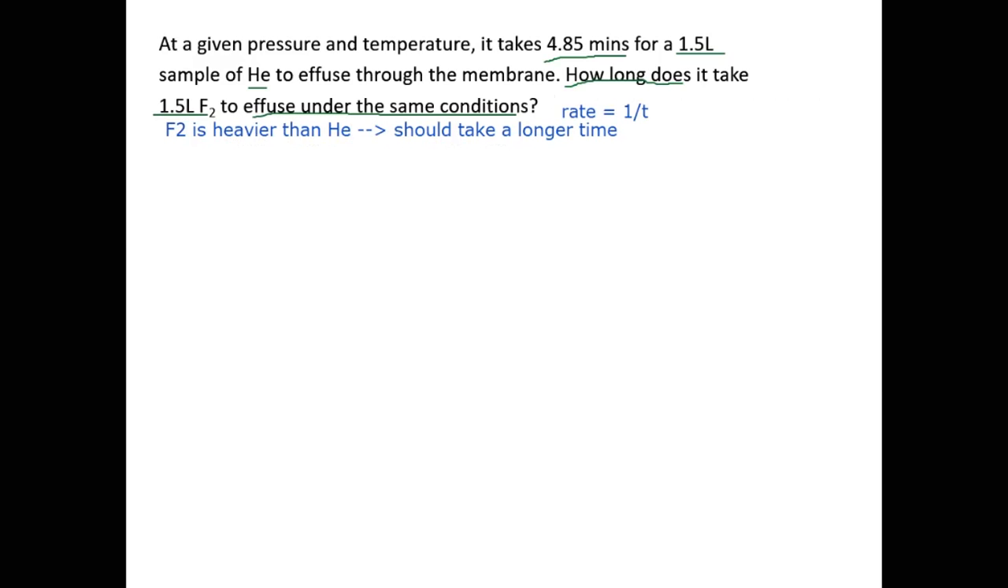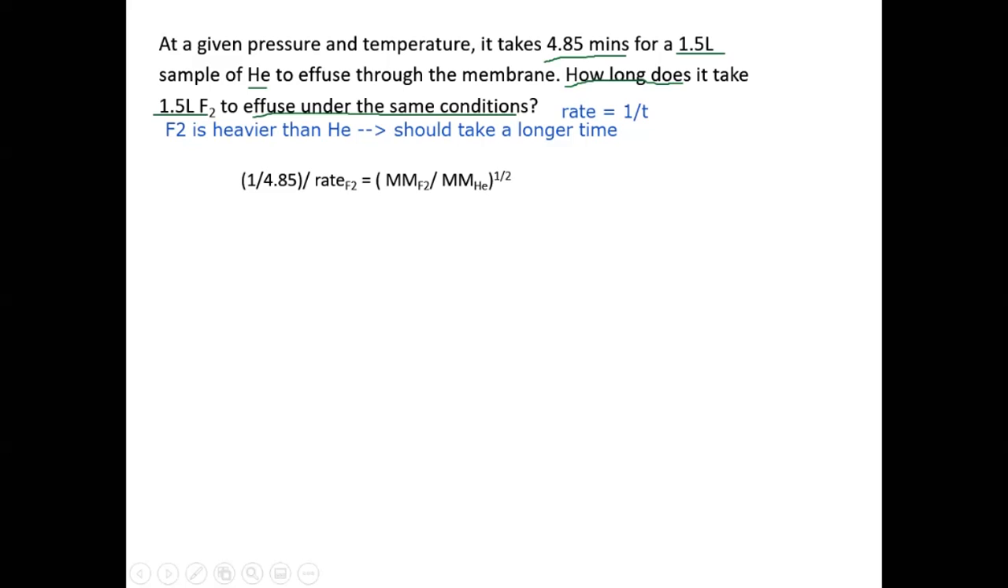So let's go through this. We're going to set up using Graham's law. Again, 1 divided by the time gives us the rate of helium. We don't know the rate of F2, and then we're going to set that equal to the molar mass of F2 and helium. So we find the molar masses of each of our gases, and we solve for the rate of F2. Again, this is the rate. To find the time, we take the inverse. So time is equal to 1 over the rate. I forgot to do that, so let's do that.